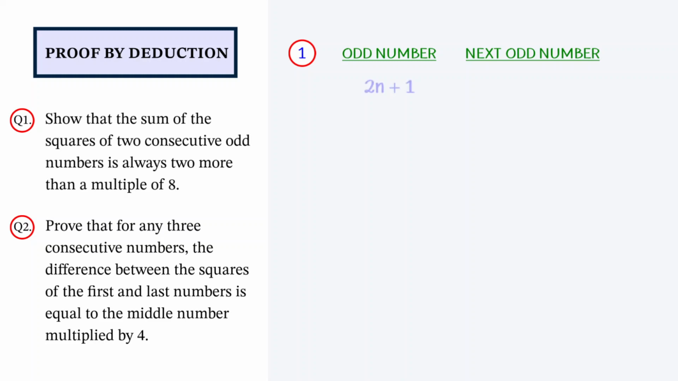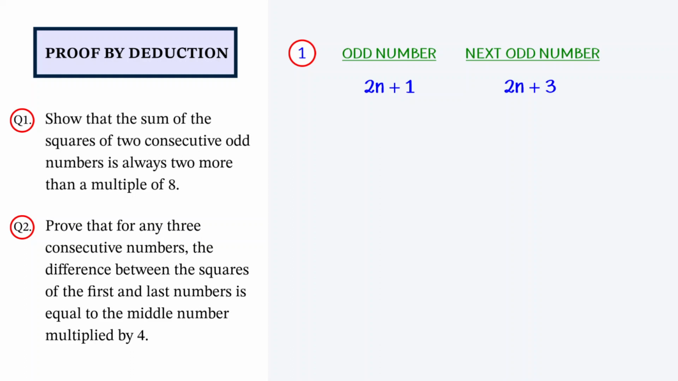Okay, so if 2n plus 1 is an odd number, the next, or consecutive odd number, must be 2n plus 3, because if you add 2 to an odd number, you get the next odd number. Now the question says the sum of the squares of 2 consecutive odd numbers. So we need to square these 2 expressions and then add them together.